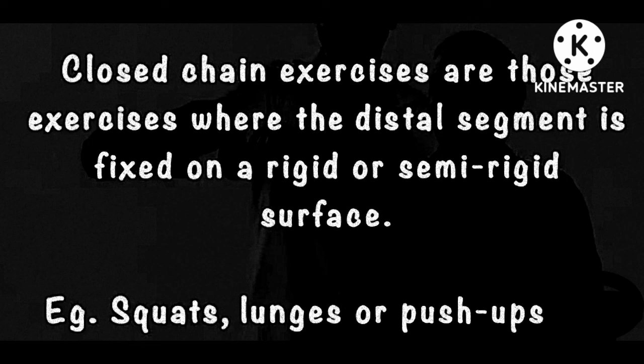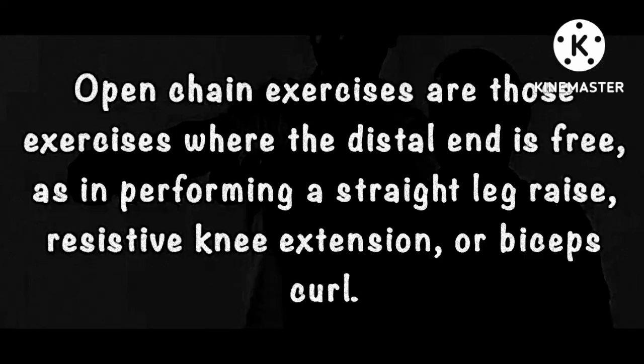Closed chain exercises are those exercises where the distal segment is fixed on a rigid or semi-rigid surface. For example, squats, lunges, or push-ups. Open chain exercises are those exercises where the distal end is free, as in performing a straight leg raise, resistive knee extension, or biceps curl.